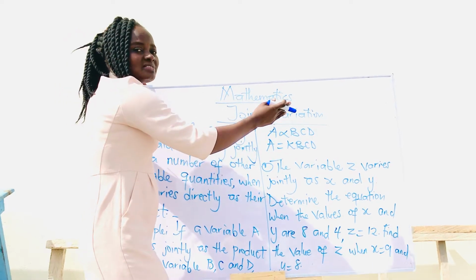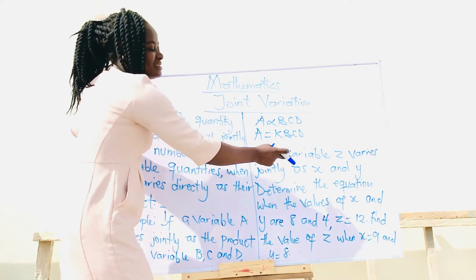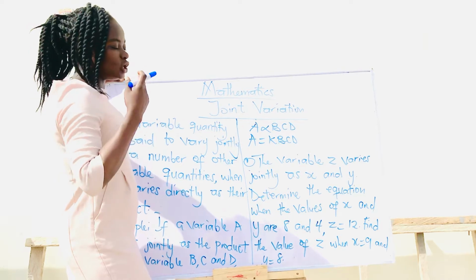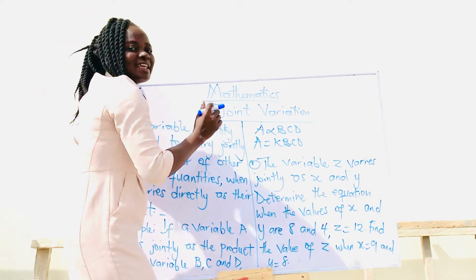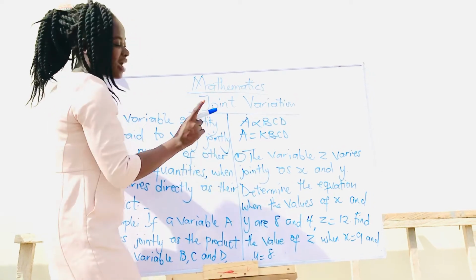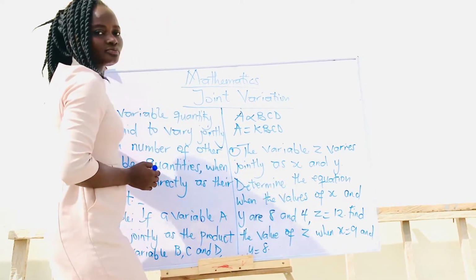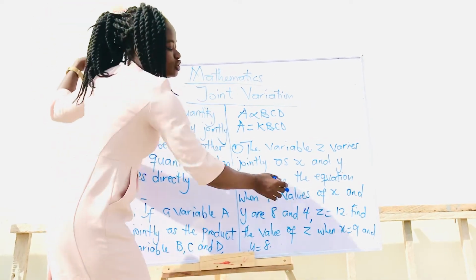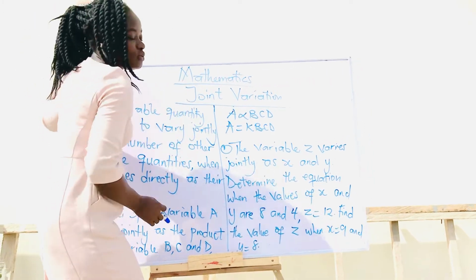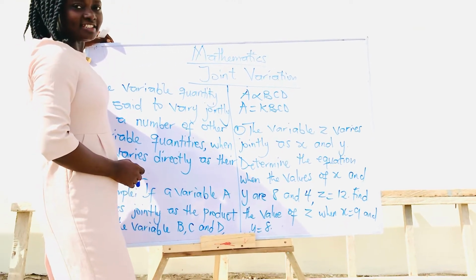So let's take this example. The variable Z varies jointly as X and Y. That is a statement. And it goes further to say, determine the equation when the values of X and Y are 8 and 4 and Z is 12. Find the value of Z when X is 9 and Y is 8.